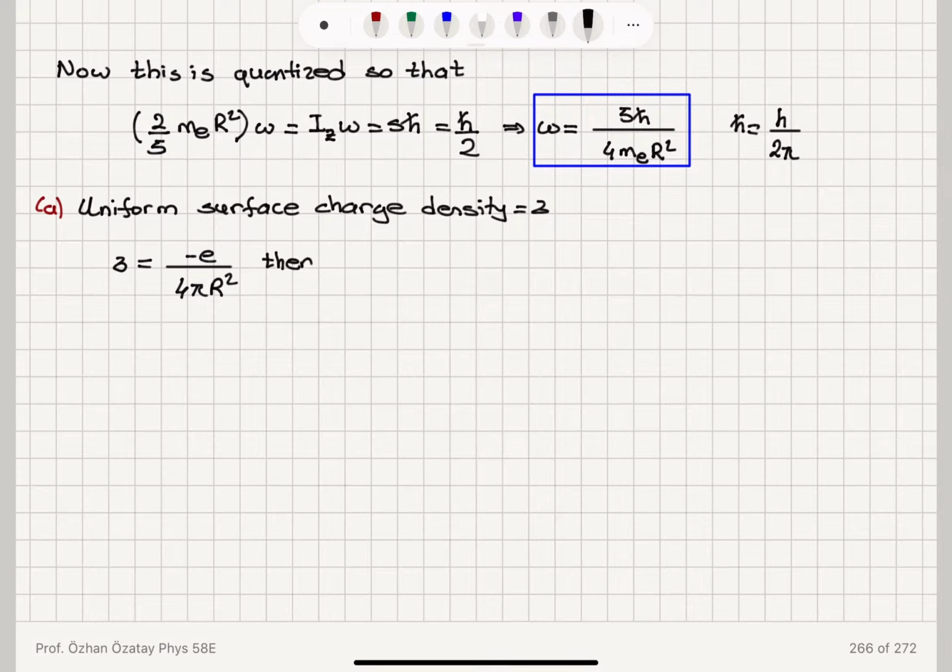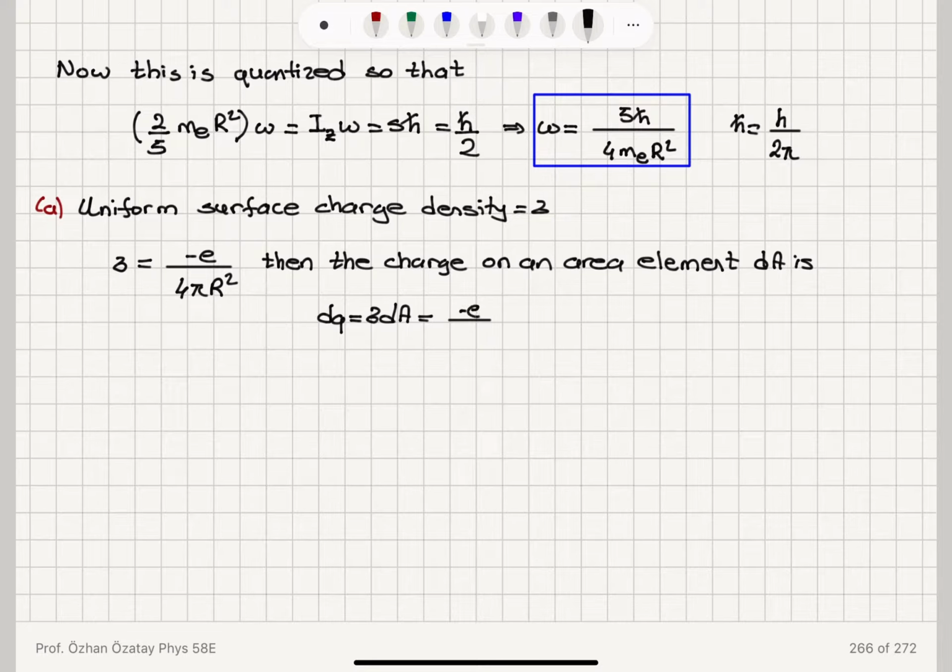Then the charge on an area element dA is going to be dQ, which is sigma multiplied with dA. Now sigma, the charge density, is minus e, the electron charge, divided by 4 pi capital R squared. Electron charge, remember, is 1.6 times 10 to the minus 19 coulombs.